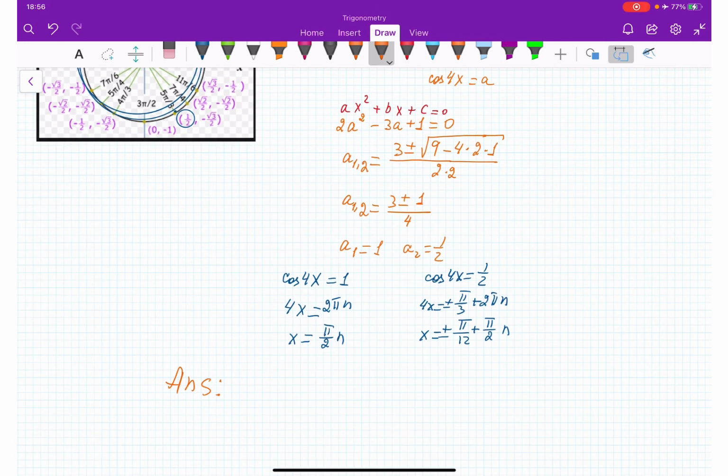So the answer is going to be x equals pi over 2 n, and x equals plus or minus pi over 12 plus pi over 2 n. Okay?